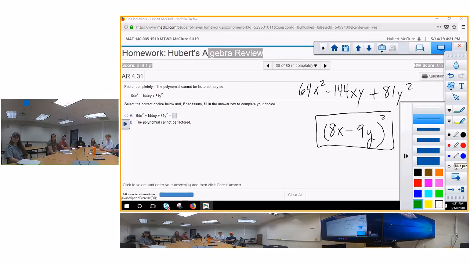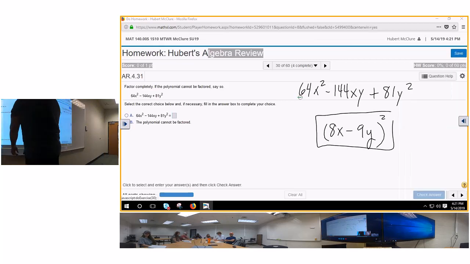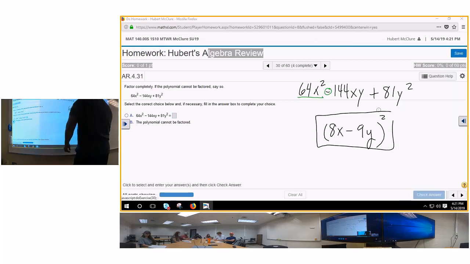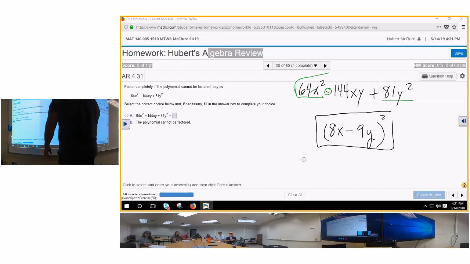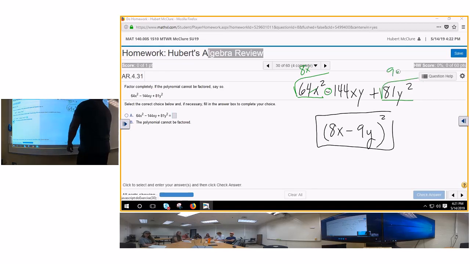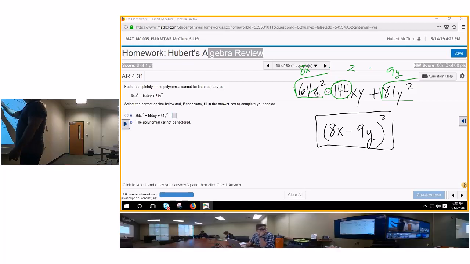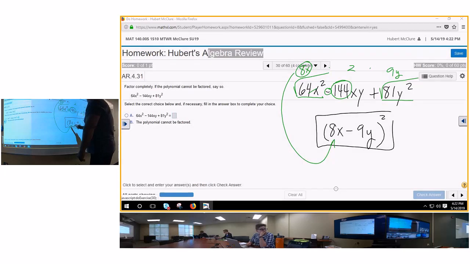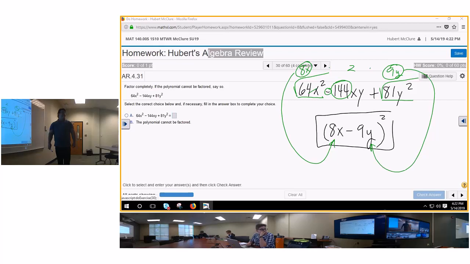Which one is it? Well, it says perfect square minus blah, blah, blah. Take the square root of this one. What's the square root of 64x squared? What's the square root of 81y squared? Multiply 2 times that. What's 2 times 72? 144. So this is a shortcut. And then you just say 8x goes where the A spot is. 9y goes where the B spot is. And that's how you do it.